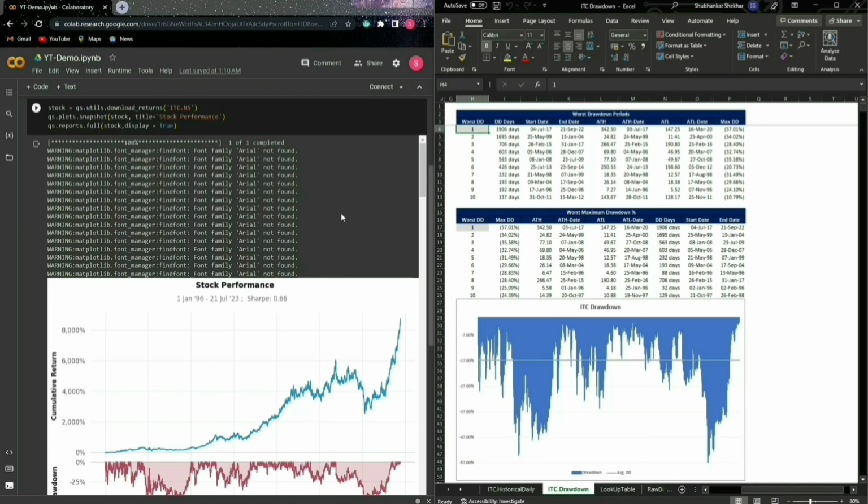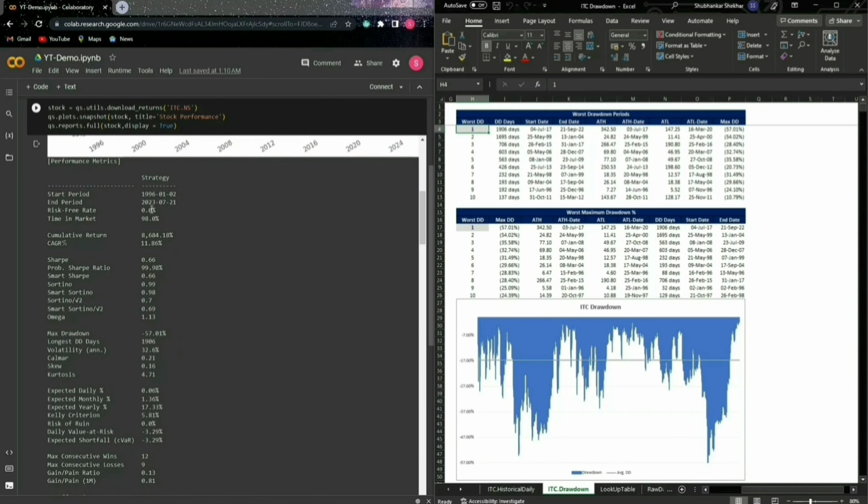So in one of my previous videos, I've already shown how I was able to calculate drawdown using Excel as well as Python, right? So we'll be referring to the Python numbers here, right? So if you scroll down a bit, you can see the data happens to be from 1996, right? This is very important. So over the last 27 years, you can see that the return given by ITC happens to be 8,684%, right? And the CAGR happens to be 11.86.